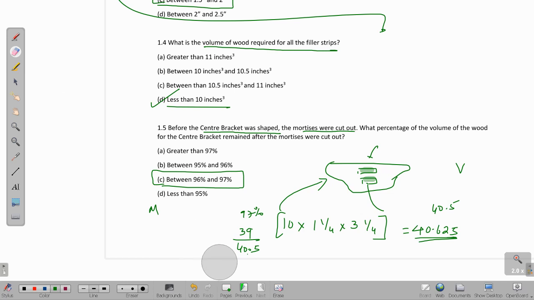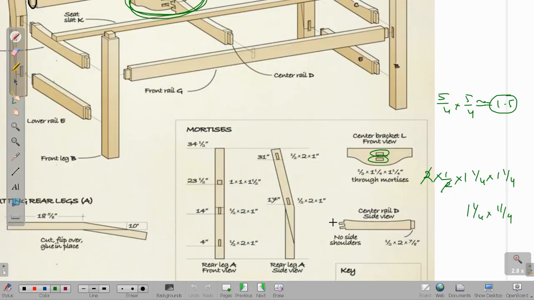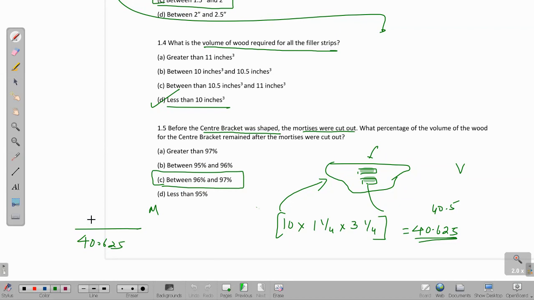The total is 40.625. The other exact value is 25 by 16, which is 1.5625. So 40.625 minus 1.5625. That's the maths that I have to do, and then you have to get to 96 percent and 97 percent.